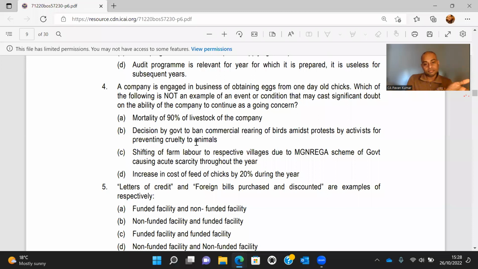Shifting of farm labor to respective villages due to MGNREGA scheme of government causing acute scarcity throughout the year. Some government scheme. Because of some government scheme, there is a shift of farm labor from one place to another place, which is creating some scarcity. It could be scarcity of laborer throughout the year. So will it challenge going concern? The answer is yes. The answer is yes.